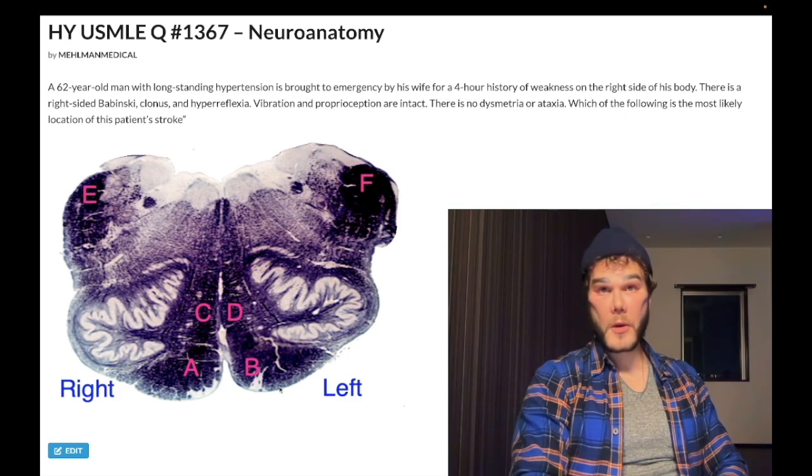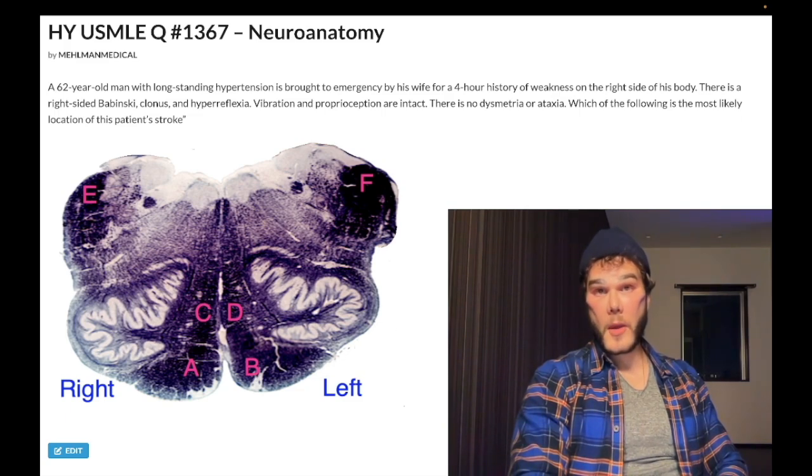Choices A and B refer to the pyramids, the medullary pyramids. These are the corticospinal tracts before they enter the spinal cord. The correct answer is B.